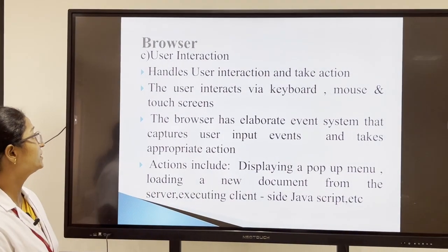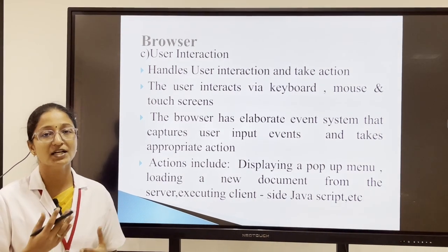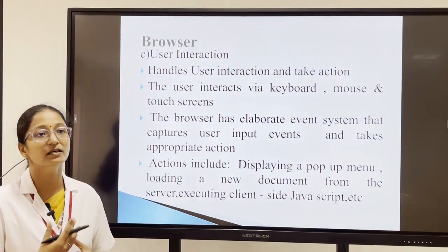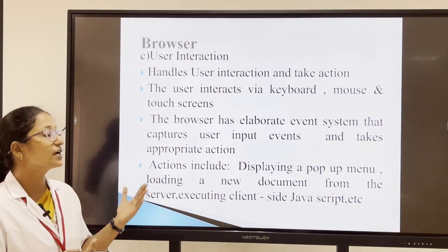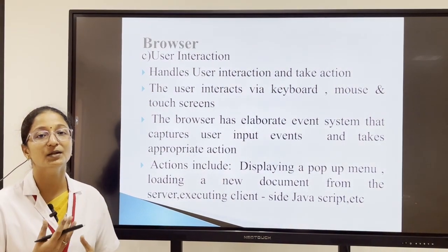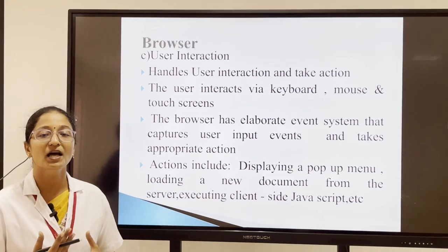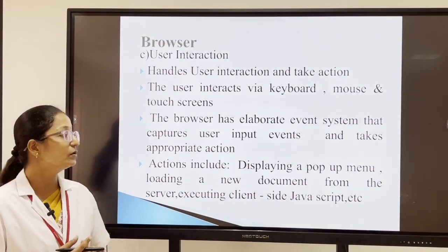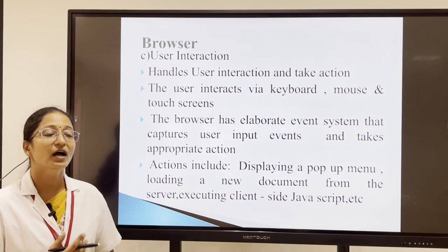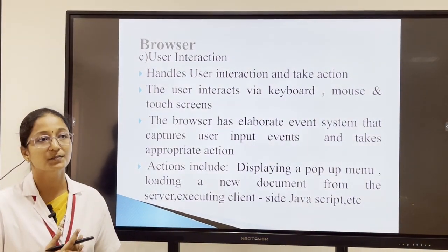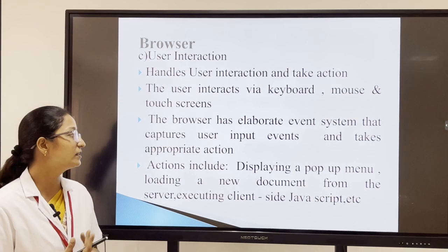Next is the user interaction. The user interaction is handled by the browser and the appropriate action is taken by the browser. The user interaction can happen by using input devices like the keyboard, mouse and screens. The appropriate actions taken by the browser include displaying a pop-up menu, downloading a document, executing client-side JavaScripts and many other actions done by the browser.